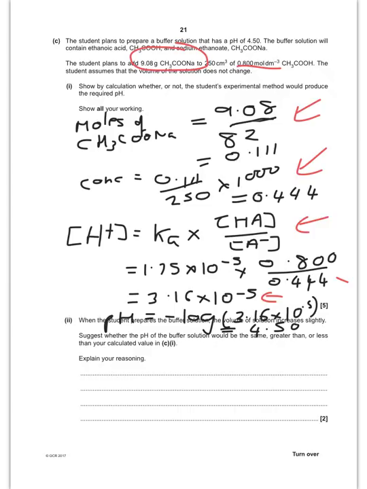When the student prepares a buffer solution, the volume of the solution slightly increases. Will it affect it? No, it won't affect it, because remember, it is only determined by the ratio here. So if you increase the volume, both these values will decrease, but by the same amount, so the pH will stay exactly the same.